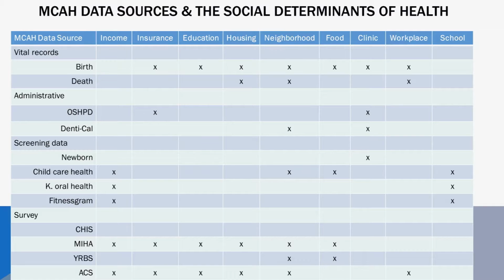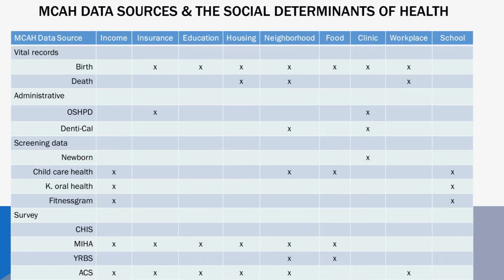Okay, so for MCAH monitoring, I have this grid now up, and on the left column is a list of data sources that MCAH frequently uses for monitoring. So vital records, administrative billing data, screening data, or survey data. And then the columns that are going across are types of social determinants. If we had fully integrated social determinants of health in our public health monitoring, there'd be lots of X's on this table, and you can see that we have some work to do in order to integrate that.